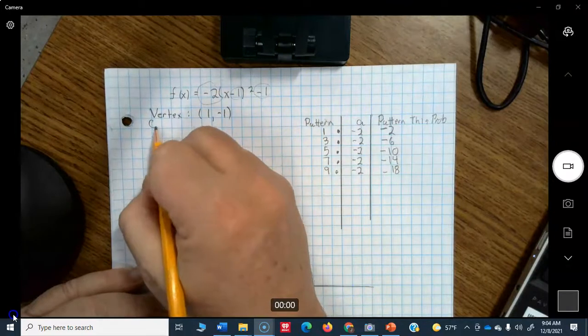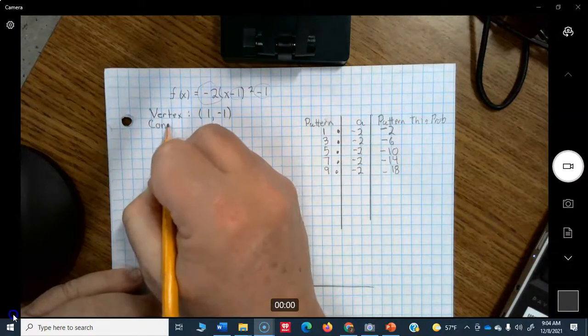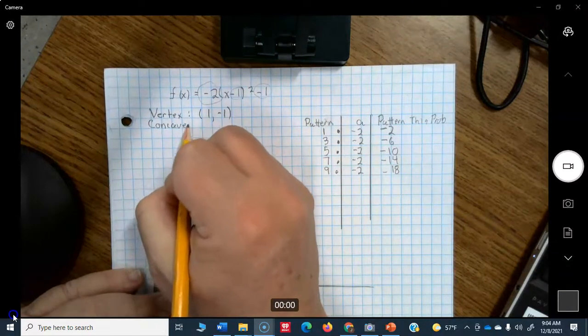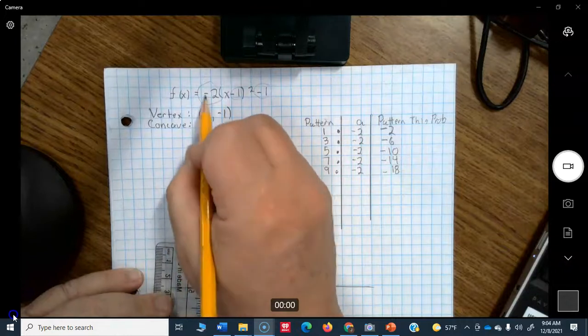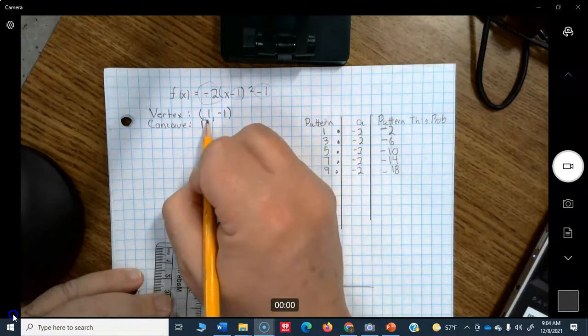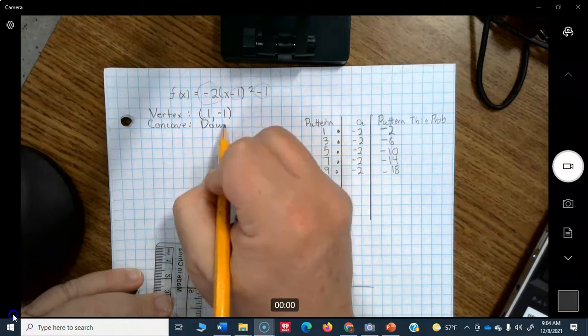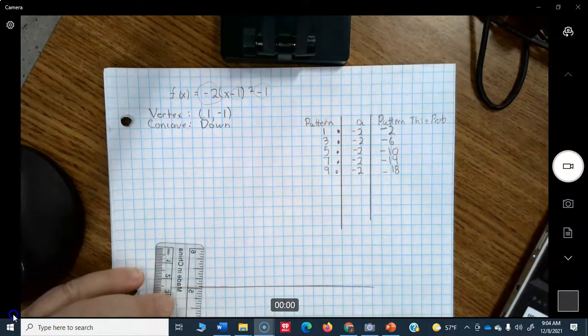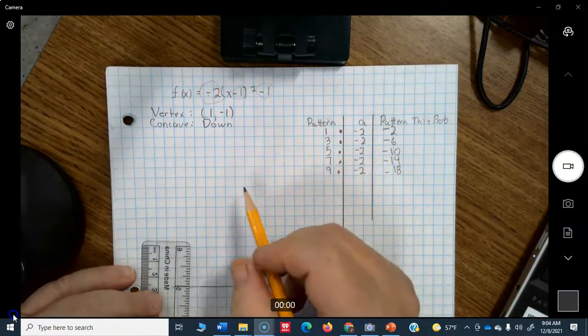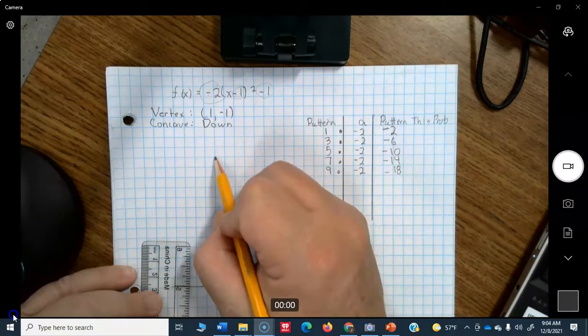The other thing you need to know is concave. Either up or down, and this is down. That's a negative sign there. That means it's a frown face. Concave down. So what I'm going to do is I'm going to put my xy axis right about here.